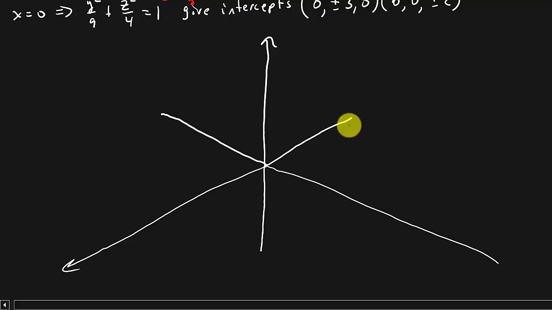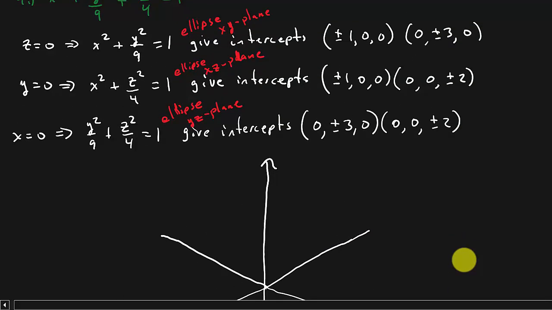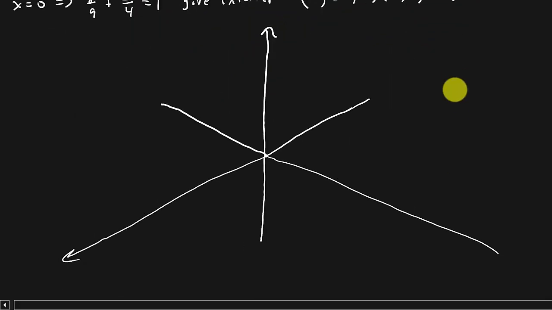All right. So what I would do here is just start with z equals 0, and you've got your intercepts here at plus or minus 1, 0, 0, and 0, plus or minus 3, 0. So let's go ahead and make our tick marks here. So we've got 1, 2, 3, 1, 2, 3, 1, 2, 3.